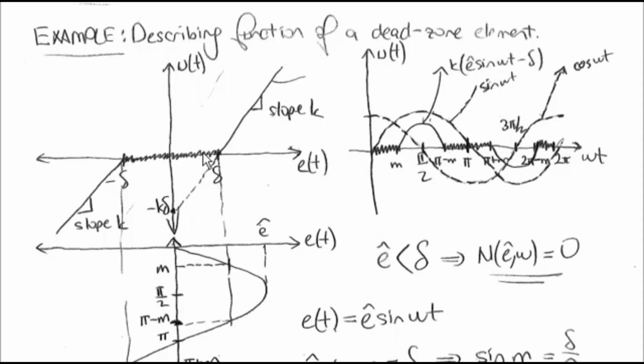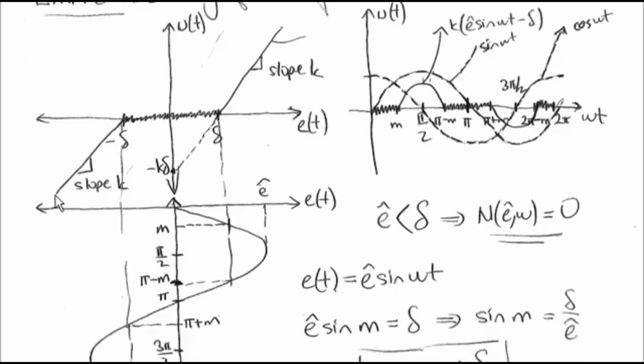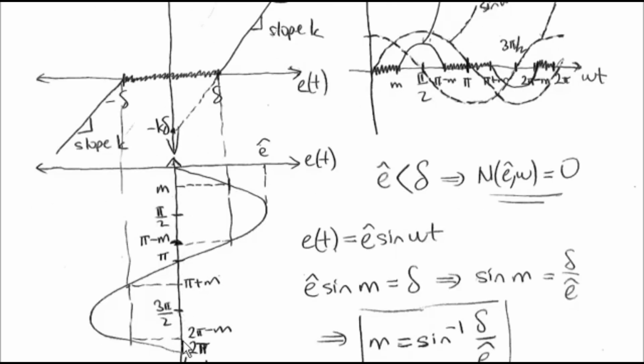A dead zone element here is equal to 0 for e values between minus delta and delta, and it is linear outside that range. Outside that range, we have the slope k here, and the slope k here. So this is called the dead zone element, and we have the same input to it. This is my e of t, which is equal to E hat times sine omega t.